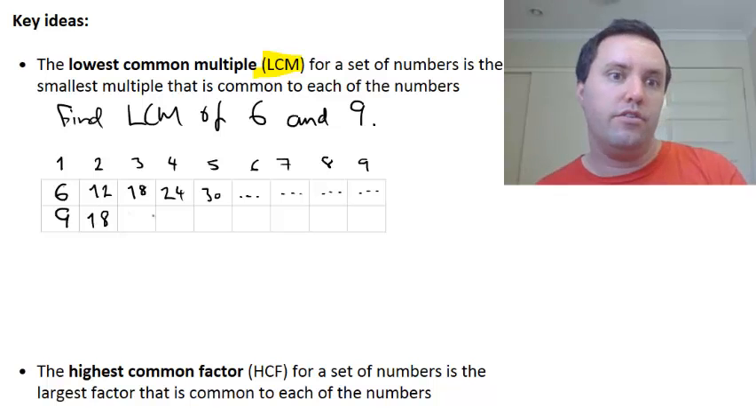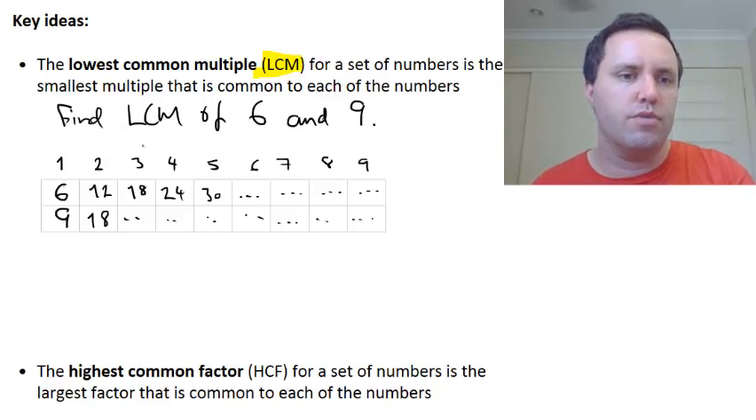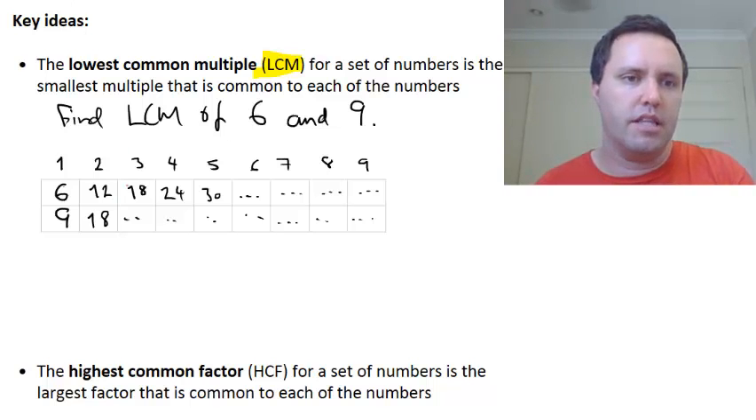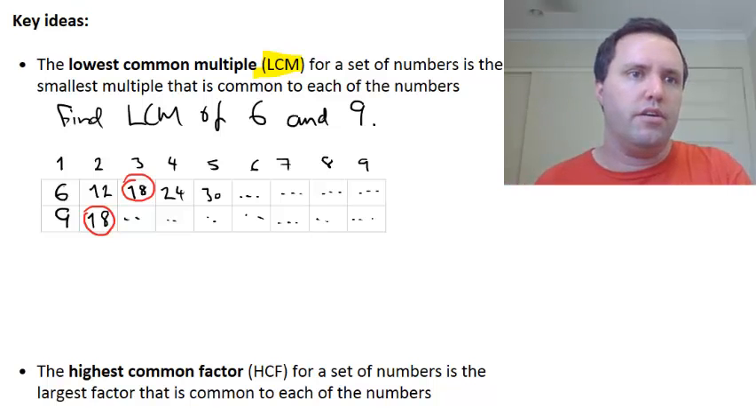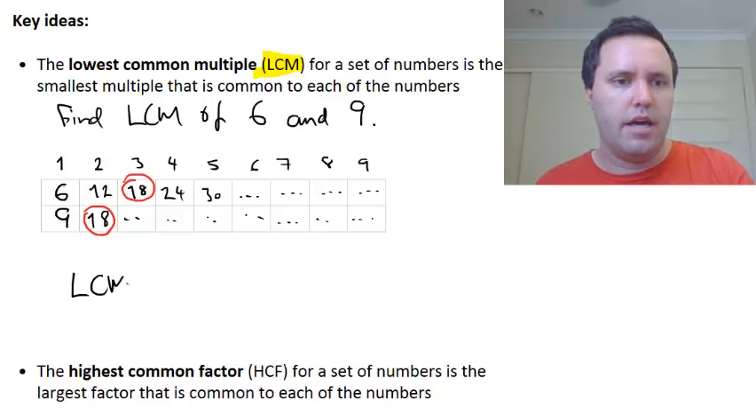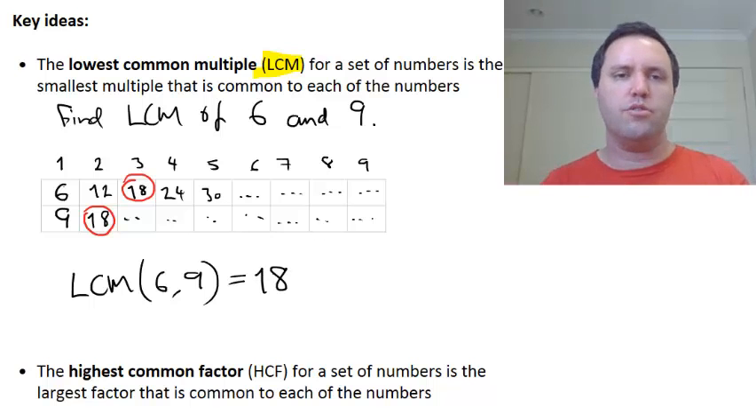Now, usually you could fill all this out if you want to, but when we're doing lowest common multiple, remember, it is the lowest multiple that is common to both of them. Straight away, I've listed 3 times 6 is 18, but 9 times 2 is also 18. Okay, so we write LCM of 6 and 9 is equal to 18. Okay, so super easy way of doing it.